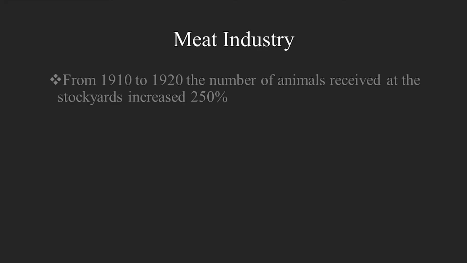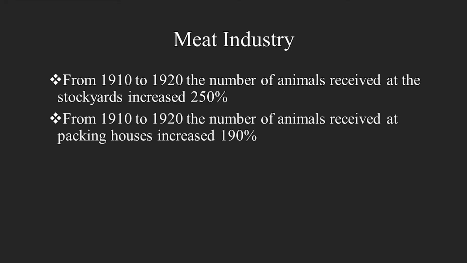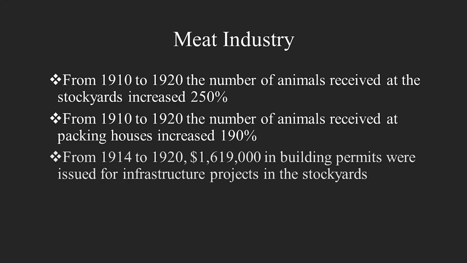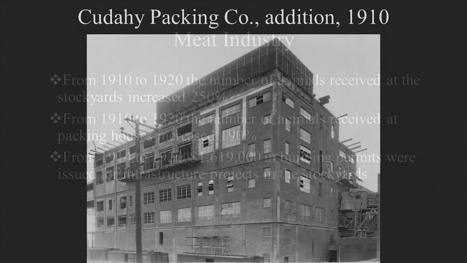One of Sioux City's major industries was the meat industry. So let's take a look what was going on with those businesses. From 1910 to 1920, the number of animals received at the stockyards increased 250%. In that same time frame, the number of animals received at the packing houses also increased 190%. From 1914 to 1920, $1.6 million in building permits were issued for infrastructure in the Sioux City stockyards.